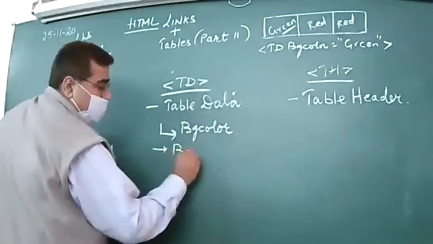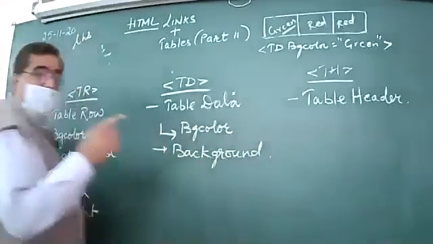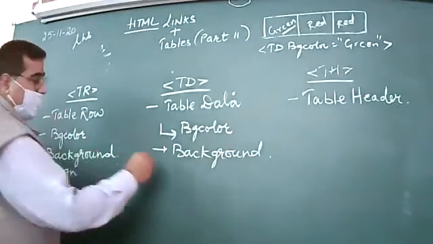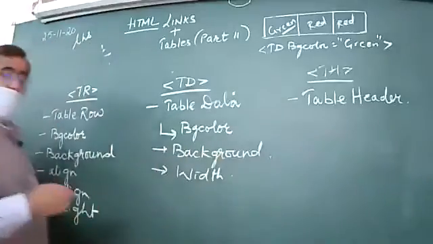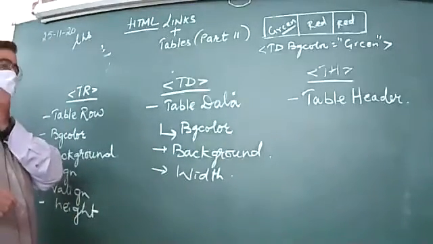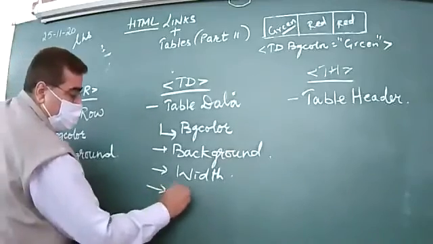Background, image in the background of a cell, right? Width. Row has height, cell has width. Then row span.